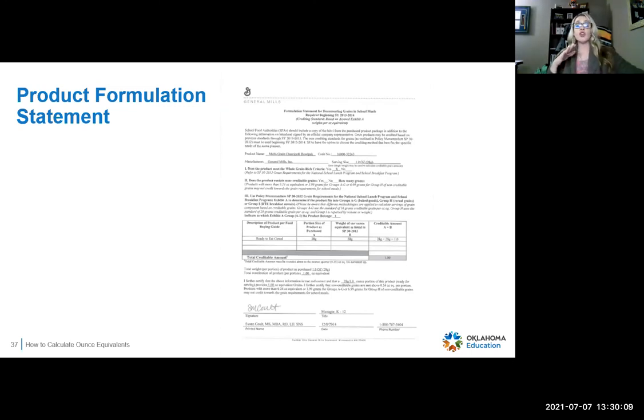If you're using a CN label or anything like that, you do not have to get new ones, because everybody's used to doing this and they've been doing it for a long time. So I don't want anybody panicking like, great, now we have to get new everything. They have been putting ounce equivalent on there since 2012.